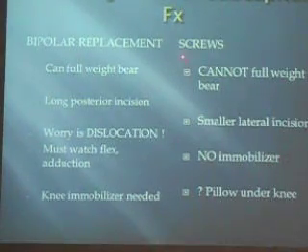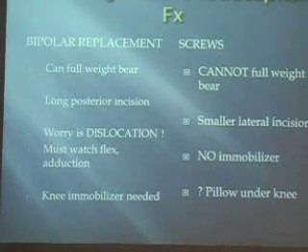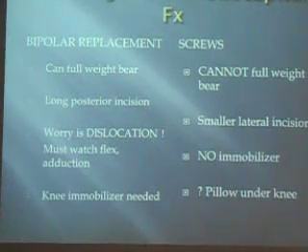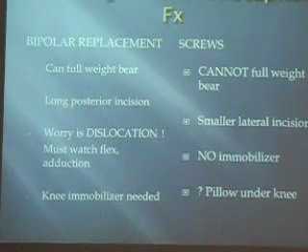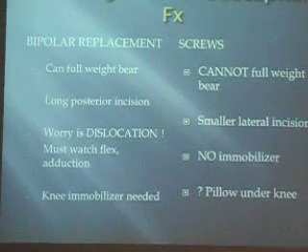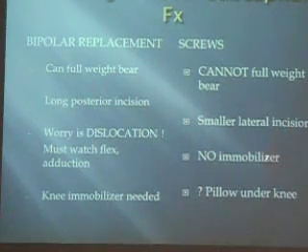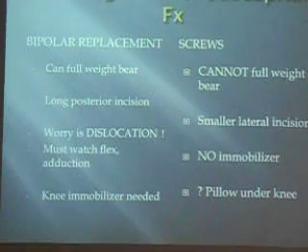Now, if it's a non-displaced fracture and we just put screws in, they cannot full weight bear because you saw how small the screws were. You can break the screws, or you can pull the bone right out of the screws, and then we have a problem. So they cannot full weight bear. There will be a small lateral incision, only 2 or 3 inches long, as opposed to the big posterior incision, because it's a whole lot easier to put 3 small screws in than it is to put a whole new hip in. These patients will not have an immobilizer because we're not worried about them dislocating. We just need to hold everything in place.